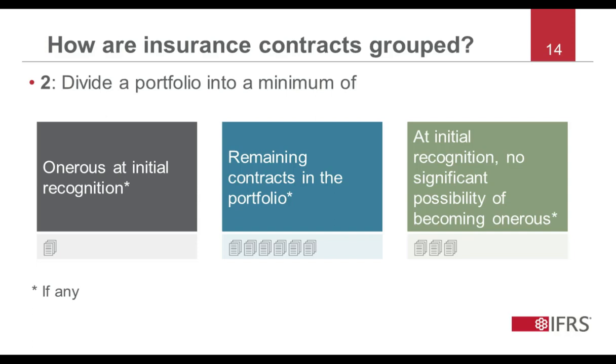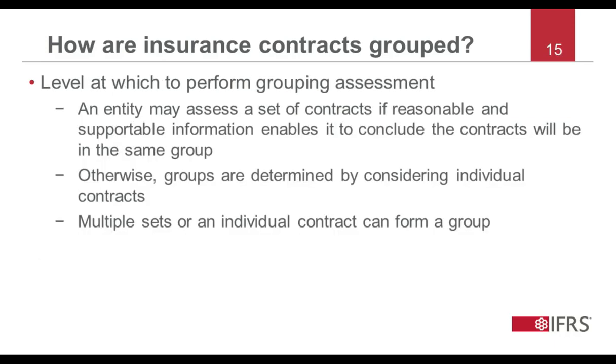A portfolio of insurance contracts should then be divided into, at a minimum, a group of contracts that are onerous at initial recognition, if any, a group of contracts that at initial recognition have no significant possibility of becoming onerous, if any, and a group of any remaining contracts in the portfolio. Depending on the contracts, the entity may end up with only one group, or two, or three. IFRS 17 permits these groups to be further subdivided. For example, an entity may choose to divide the contracts into groups with differing levels of profitability.